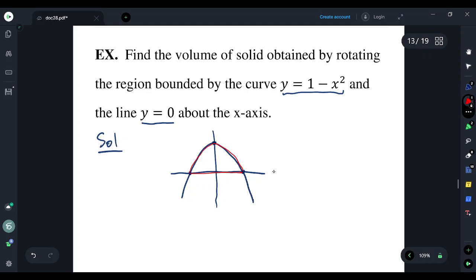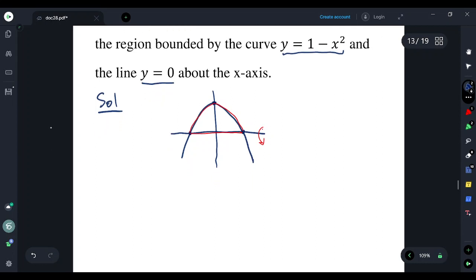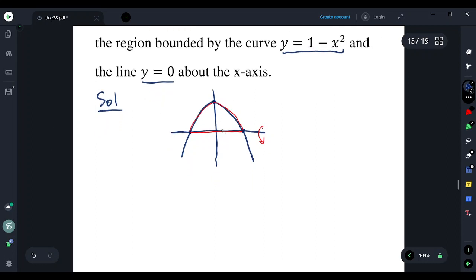Okay, and the rotation axis is the x-axis. So what about the cross-section area? We're going to choose any x. Let's say this is at x, and this is the line of the cross section, right? When you follow the rotation, you're going to get this, right?